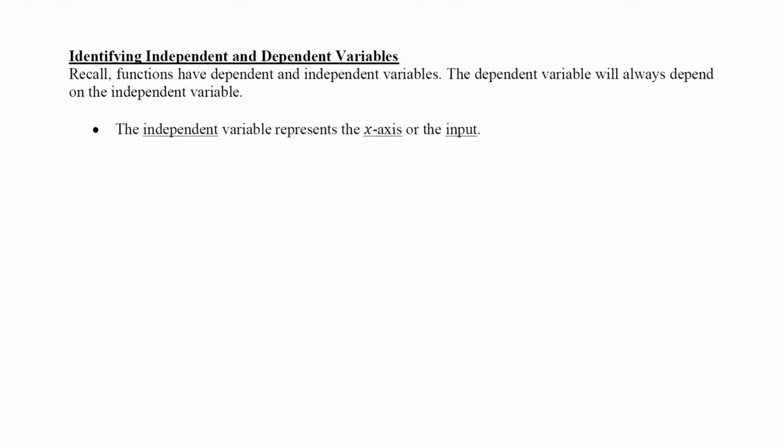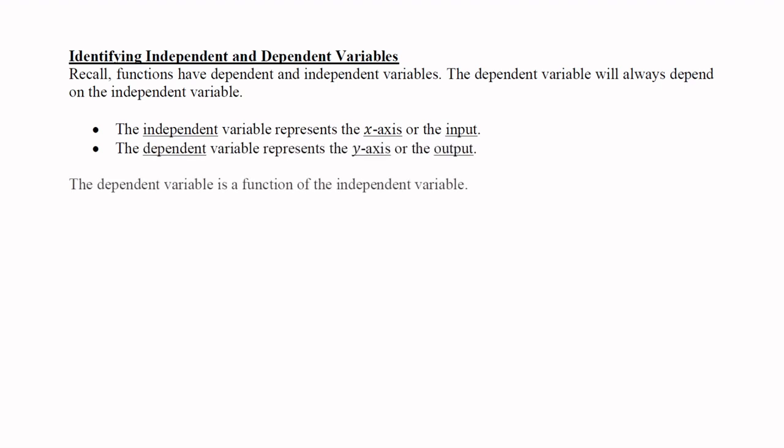The independent variable represents the x-axis, or the input. The dependent variable represents the y-axis, or the output. The dependent variable is a function of the independent variable. Because again, your independent variable goes in, your dependent variable comes out.